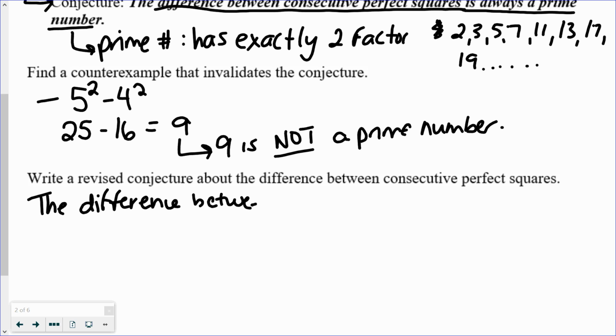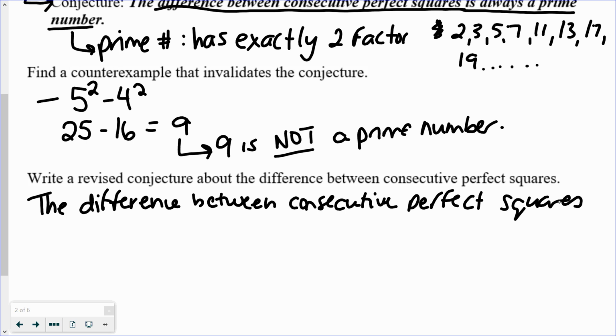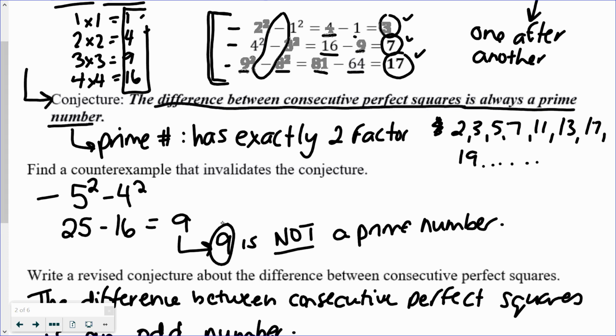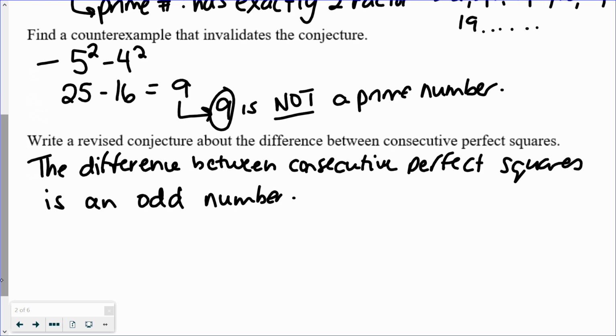Based on the 4 examples that we have, we could say the difference between consecutive perfect squares is an odd number. Okay, so as of all of the pieces of data that we have, so we have 9, 17, 7, and 3, those are all odd numbers. So again, we can't prove a conjecture right now, but based on the information we have, that's what we assume to be true.